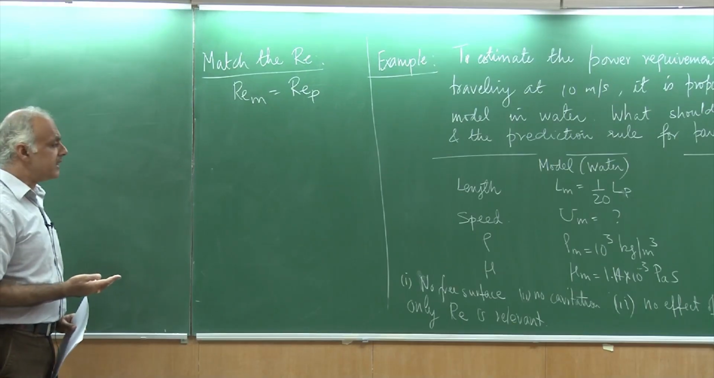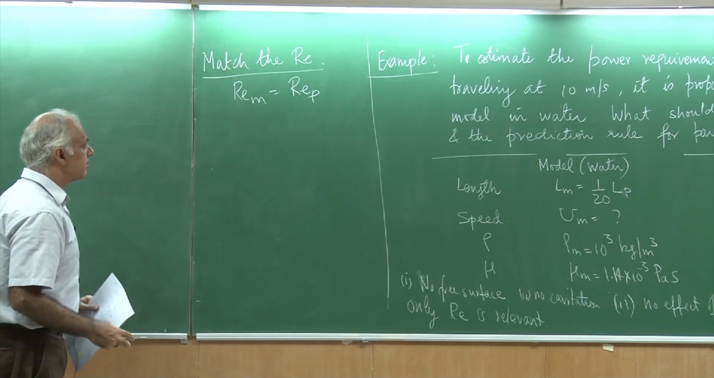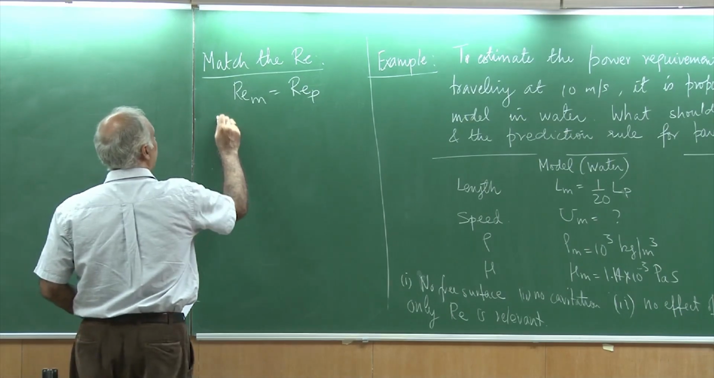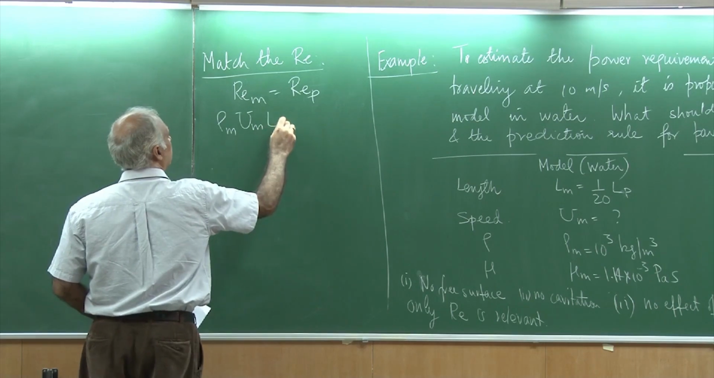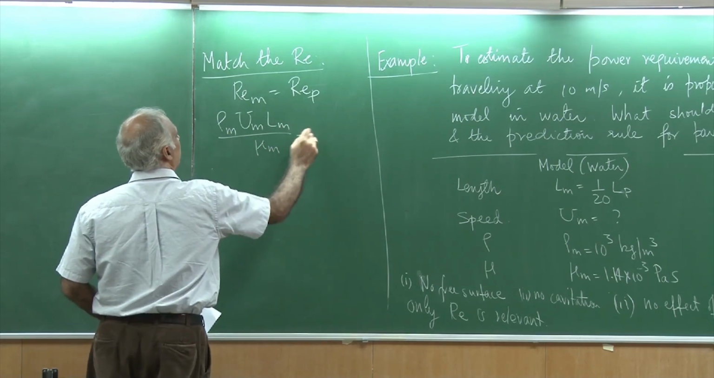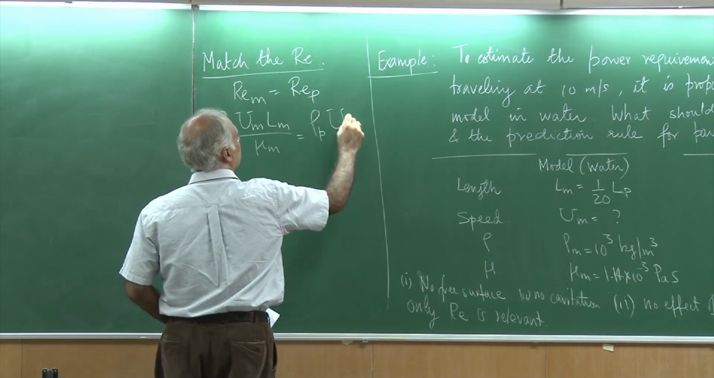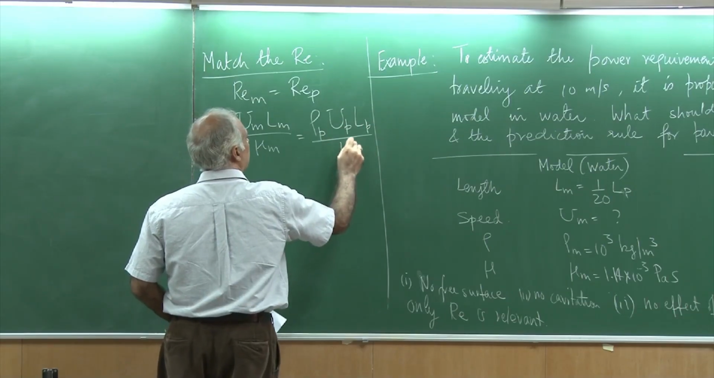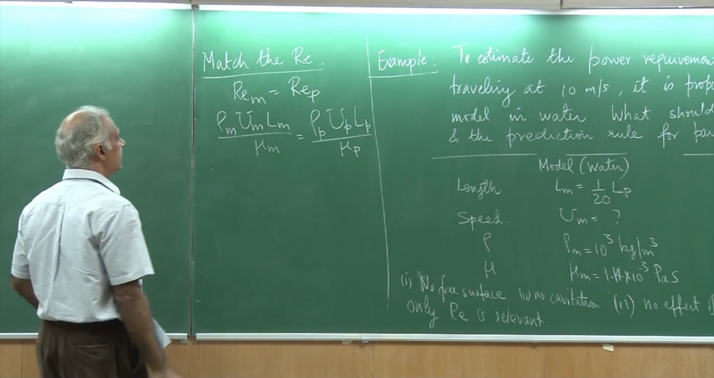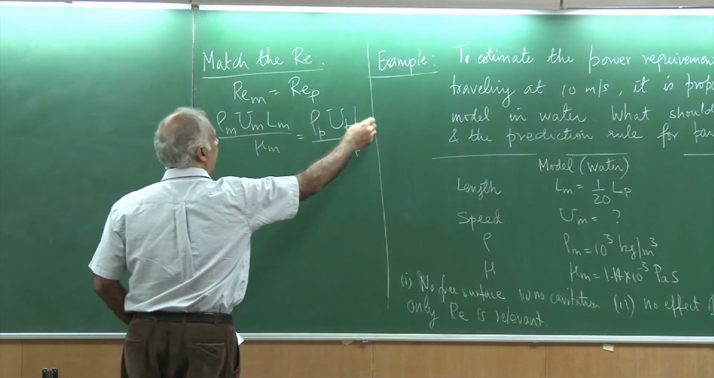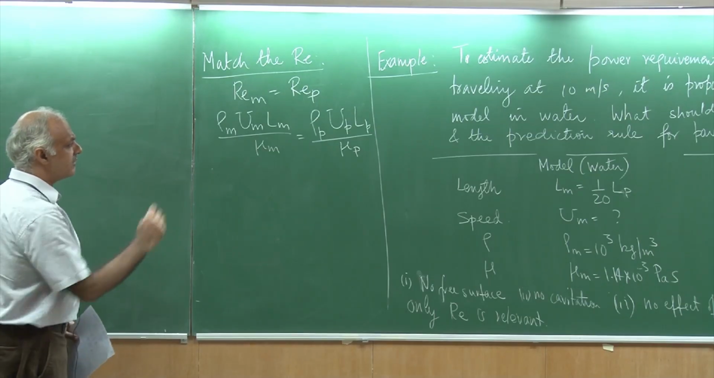Geometric similarity has already been ensured. So if I want to do dynamic similarity, I must ensure the Reynolds number must match. So that would imply that rho for the model times the speed for the model times the length for the model divided by mu for the model should be identical to rho of the prototype, u of the prototype, L of the prototype, and mu of the prototype. Of course, the modeling takes place in water, and for the prototype the medium is air. So I have listed everything over there.